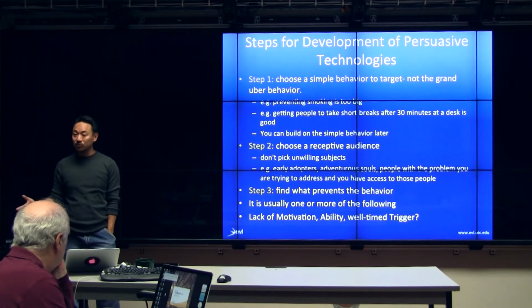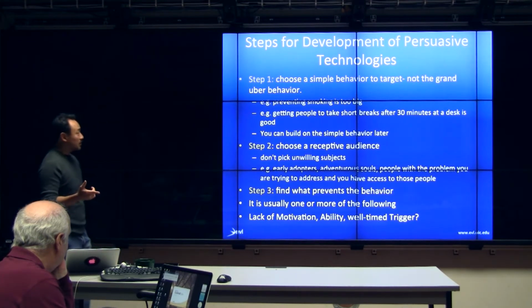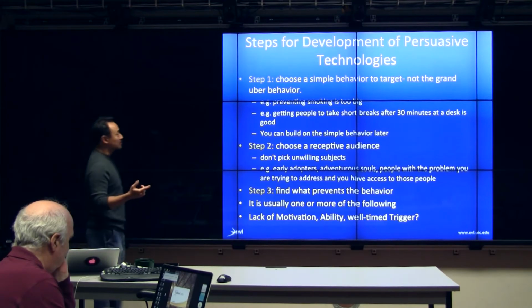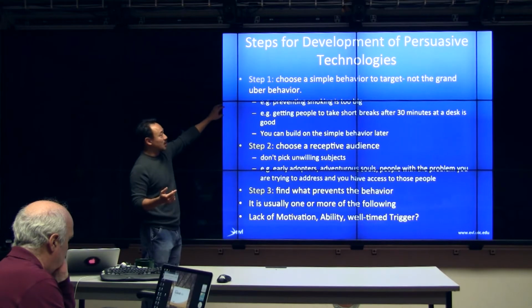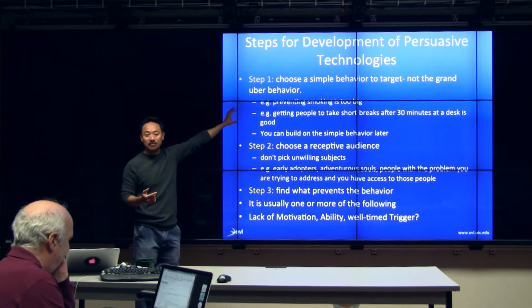Now, one of the valuable things he talks about is now that you're trying to create this persuasive technology, how do you go about doing it without completely frustrating yourselves? So what he recommends is, number one, choose a simple behavior to target, not a big uber dream behavior.